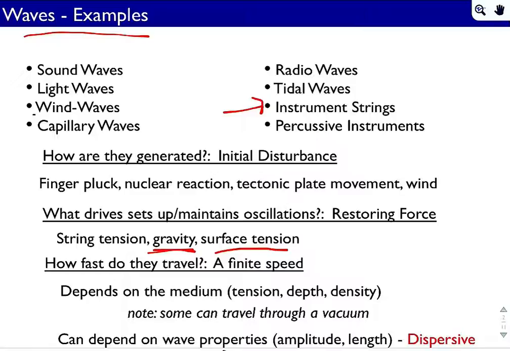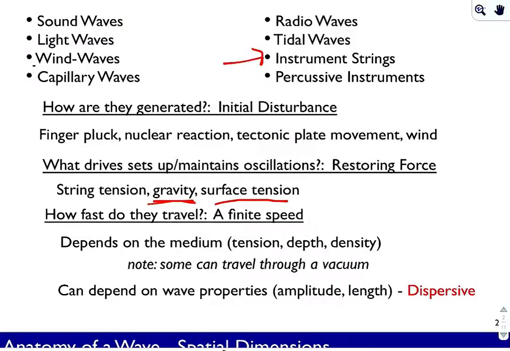How fast do they go? Well, they go at finite speed, and sometimes it depends on the medium. For example, tension in the guitar string, depth in some kind of ocean waves, or density. Vibrations in a rod will depend on the density of that rod. Some waves can travel right through a vacuum, like light. Other times, how fast they travel depends on the wave property. These are known as dispersive waves, where the wave speed depends on the properties of the waves. And we'll see that some categories of ocean waves can be considered dispersive.